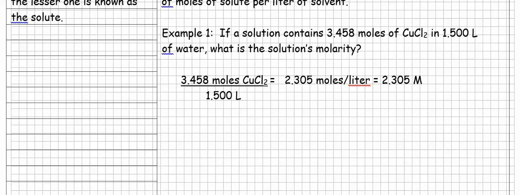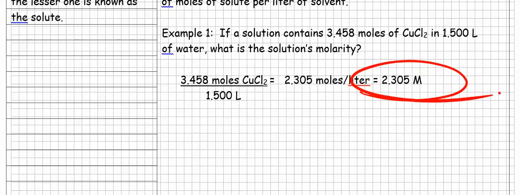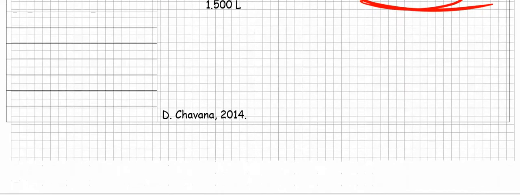1.500 liters. So we'll divide those, and when we do that on the calculator to the correct number of significant digits, by the way, which is 4, we're going to have 2.305 moles per liter, or we can write it as 2.305 molar, and that's our molarity. That's the concentration for that solution: 2.305 moles of copper(II) chloride per liter of water. That's pretty straightforward, isn't it? All right, let's keep moving.